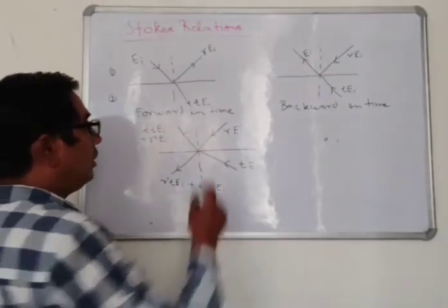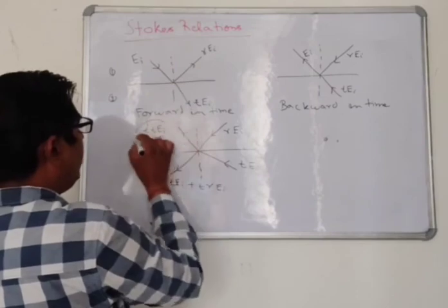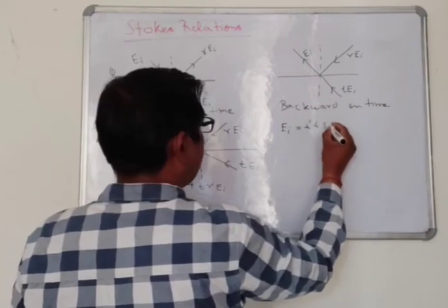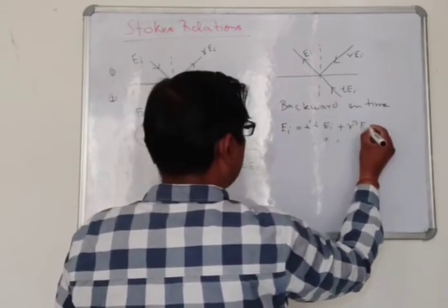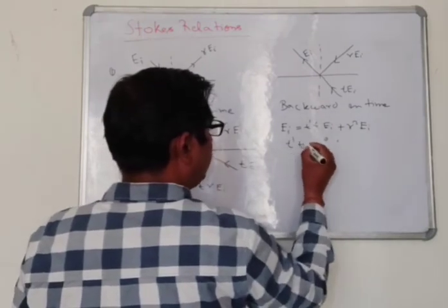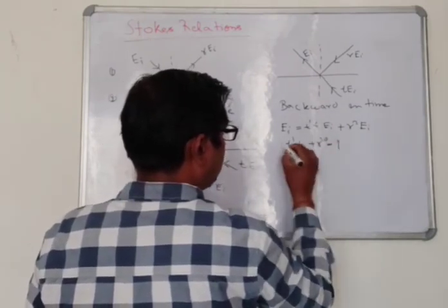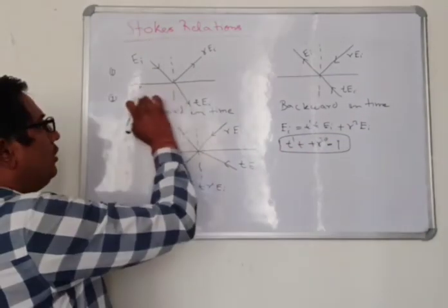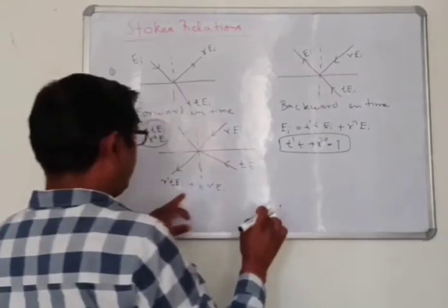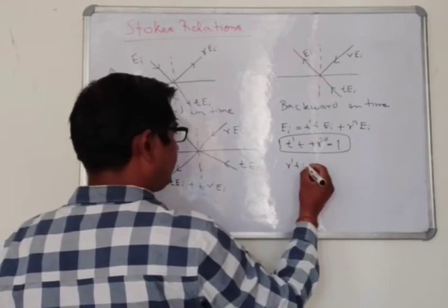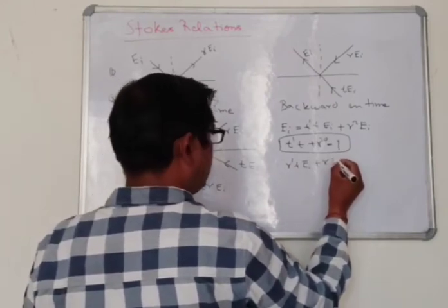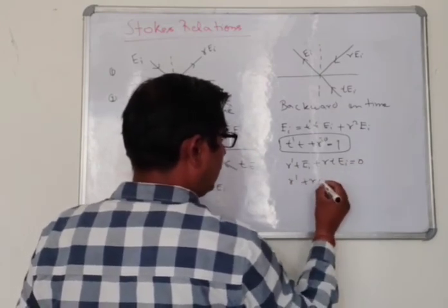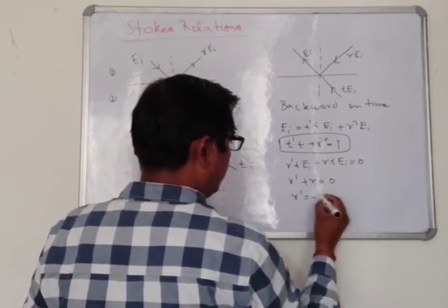What will happen? You can see that here the upper part will be equal to EI. EI equals T dash T EI plus R squared EI. You can write that T dash T plus R squared is equal to 1. Also, here there is no light, the energy is 0. You can write R dash T EI plus R T EI is equal to 0. So R dash plus R is equal to 0, R dash is equal to minus R.